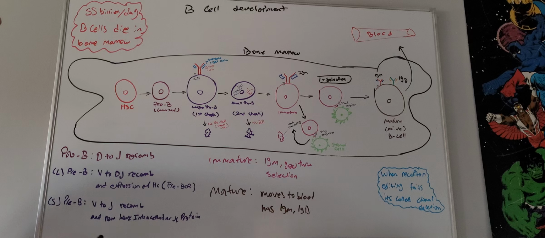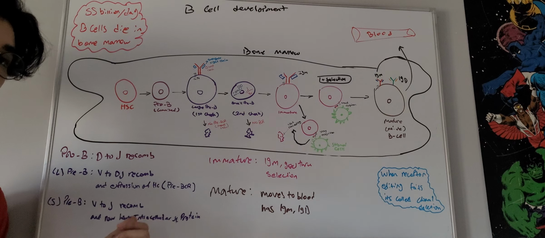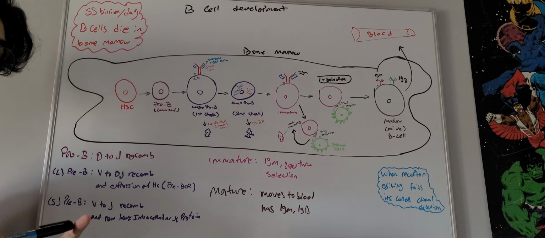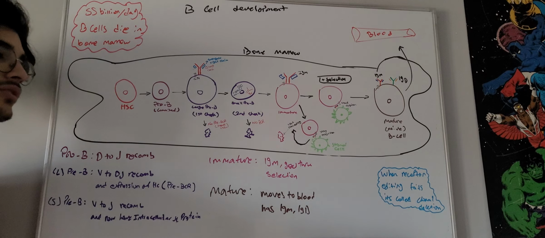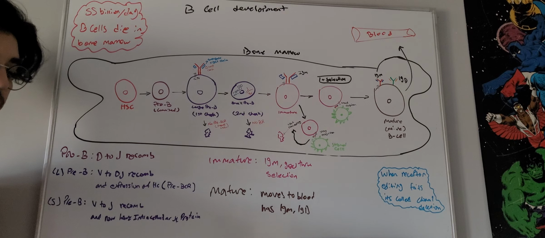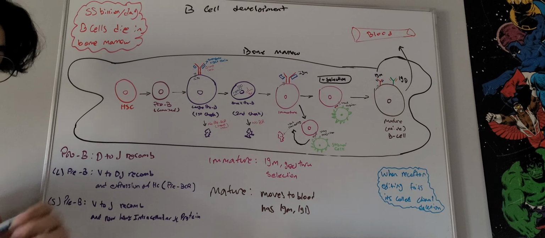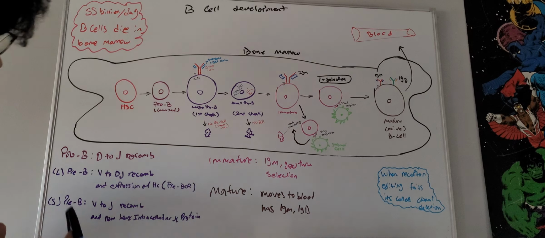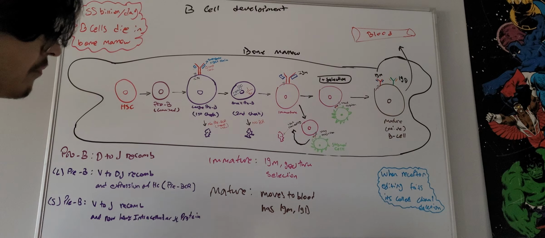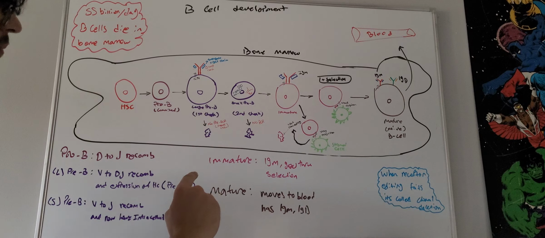Now, another thing when it comes to the light chain, during V to J recombination of the light chain, you always try the kappa locus first. If the kappa locus fails, okay, and you've tried all of it, then you can move on to using the lambda chain, okay. That lambda isotype, okay. That's all I want you to know. Okay, now let's move on. After the small pre-B, okay.